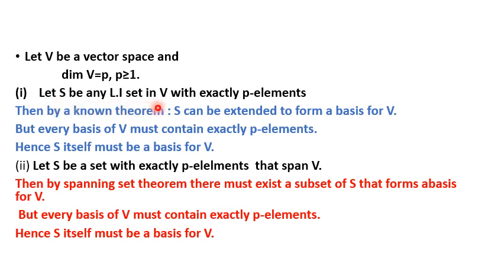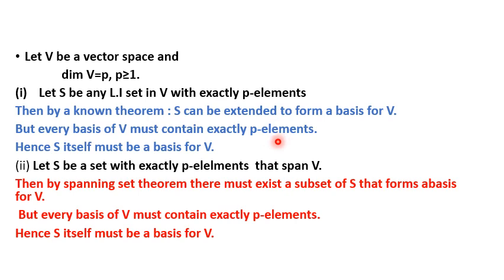Now the first point. Let S be any Li set in V with exactly p elements. Then by a known theorem, S can be extended to form a basis for V. That is what we proved previously. But that would mean the extended set has more than p elements. But every basis of V must contain exactly p elements. That also we proved. So you are getting these two: S can be extended, and every basis must have exactly p elements.